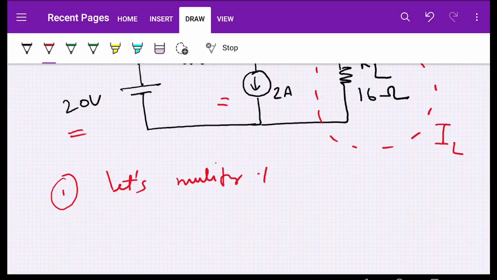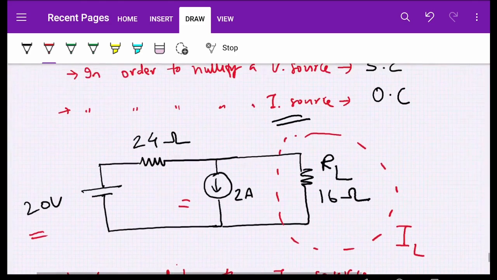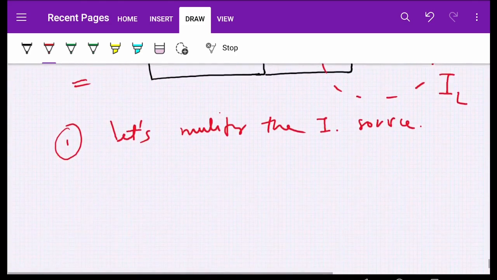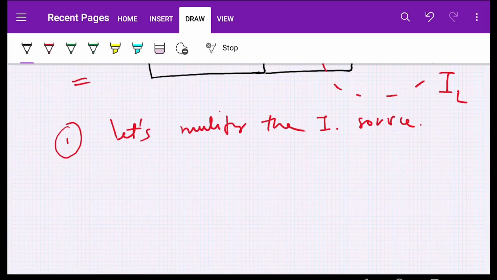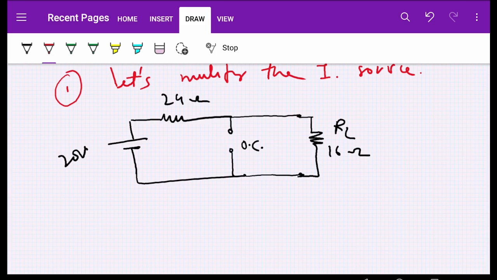Nullify the current source first. As I said, to nullify the current source, I have to open circuit it. So the equivalent circuit after nullifying the current source will look like this, with an open circuit. So what will be IL here? Let us say this is IL1, which we have to find. So what is IL1? Apply Ohm's law.